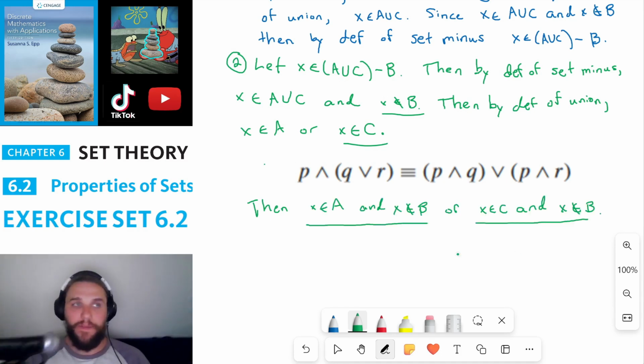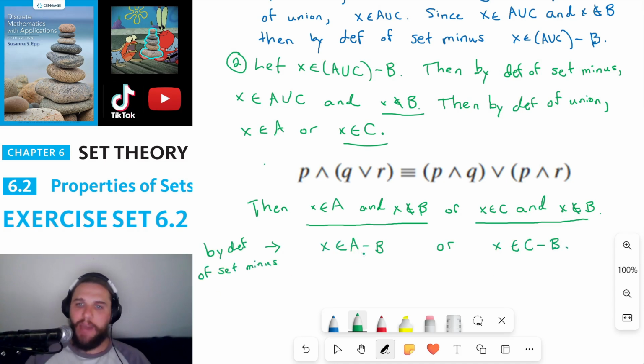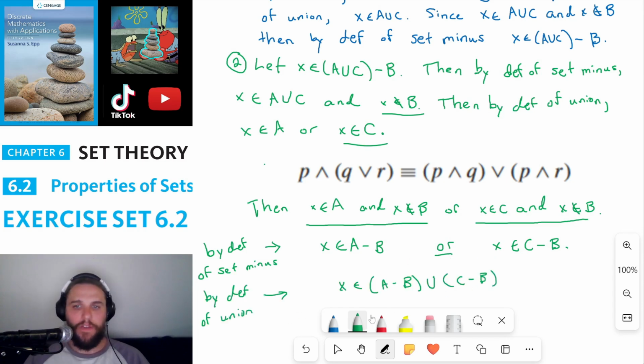So this means then that X is an element of A and X is not an element of B, or X is an element of C and X is not an element of B. But this first part just means, by definition of set minus, X is an element of A minus B, or X is an element of C minus B. And now we can use the union to replace this logical OR operation. This means that X is an element of A minus B union C minus B. And this proves the other part of this proof.